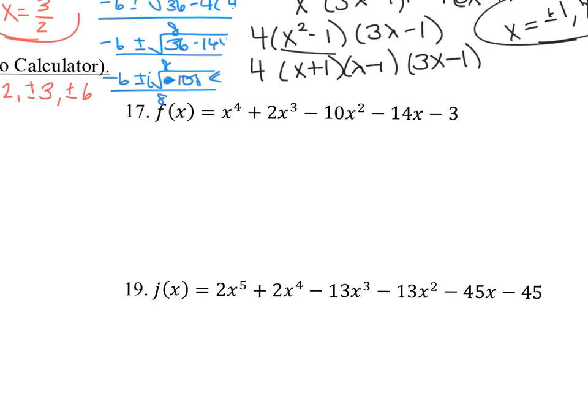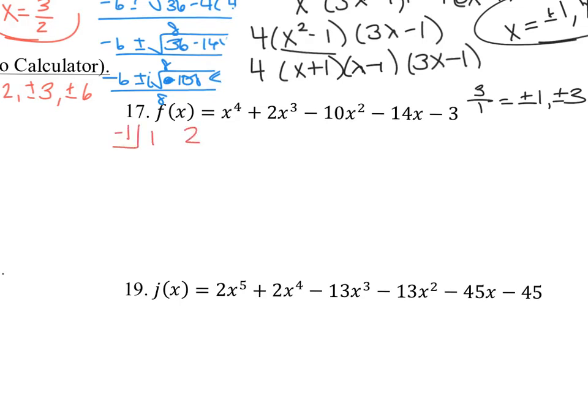All right, let's look at number 17. So, I've got to do p over q. 3 over 1, so I have plus or minus 1 and plus or minus 3. If I add up all my coefficients, 1 plus 2 is 3, 3 and negative 10 make negative 7, negative 7 and negative 14 make negative 21. There's no way it's going to get 0, so I know 1's not an option. So let's try negative 1.